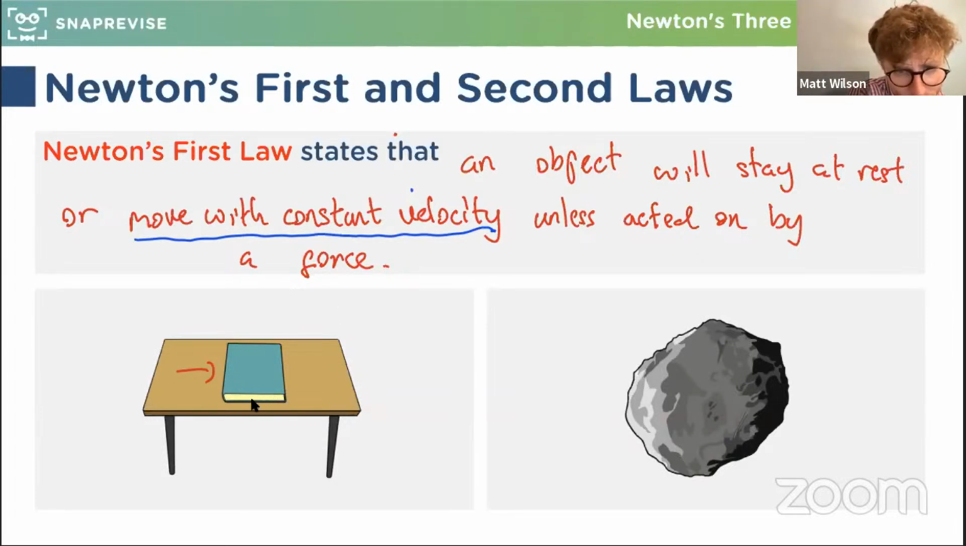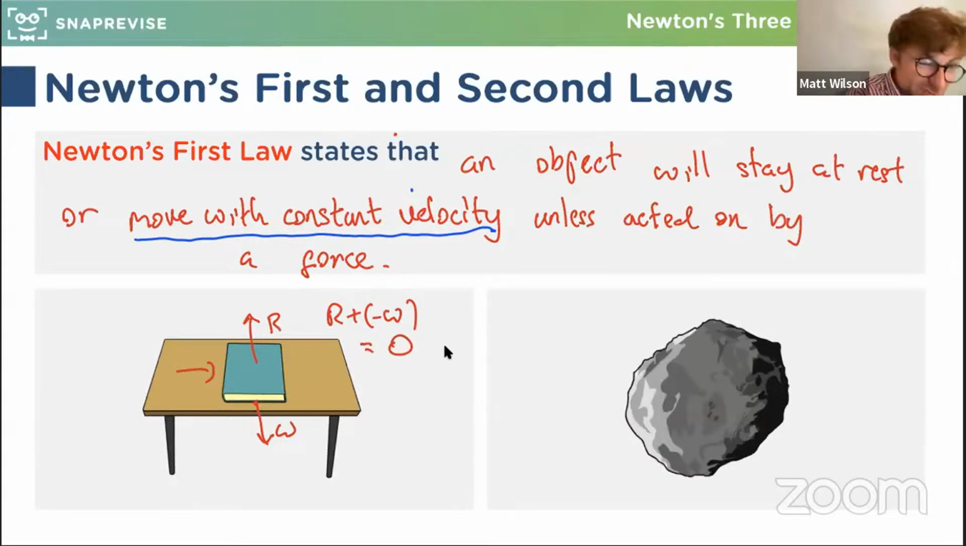So for instance, the book has a weight, which pulls it down. And as we'll talk about more properly later, there's another force on the book. The table is pushing the book upwards with what we'd usually call a reaction force. But these two things balance, like R plus minus W, because W is in the opposite direction, so we should give it a minus sign, is zero. So the total force on this book is zero, and that's why it's going to stay at rest.